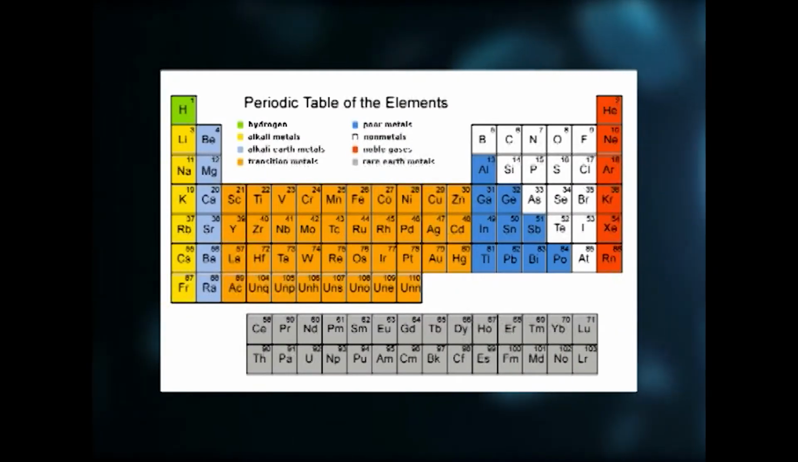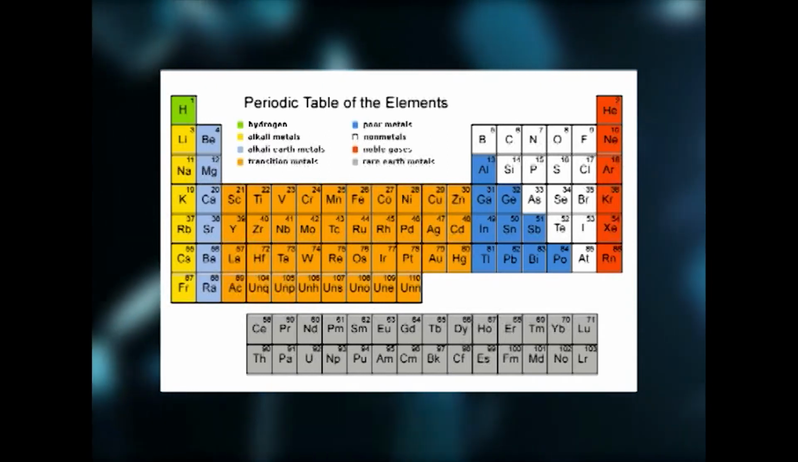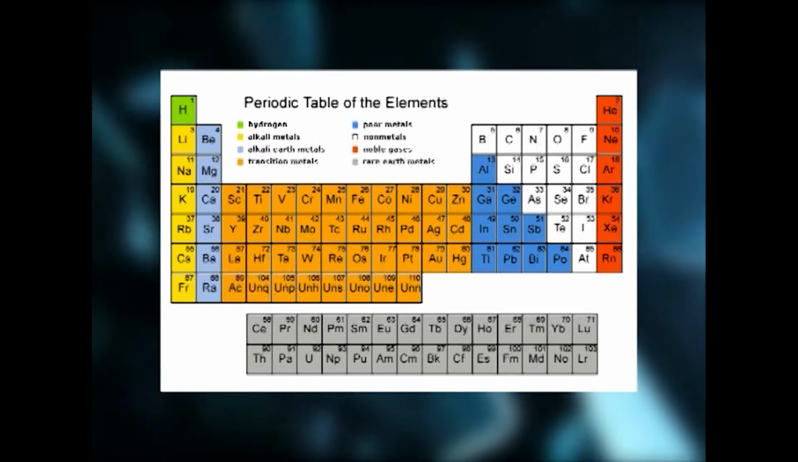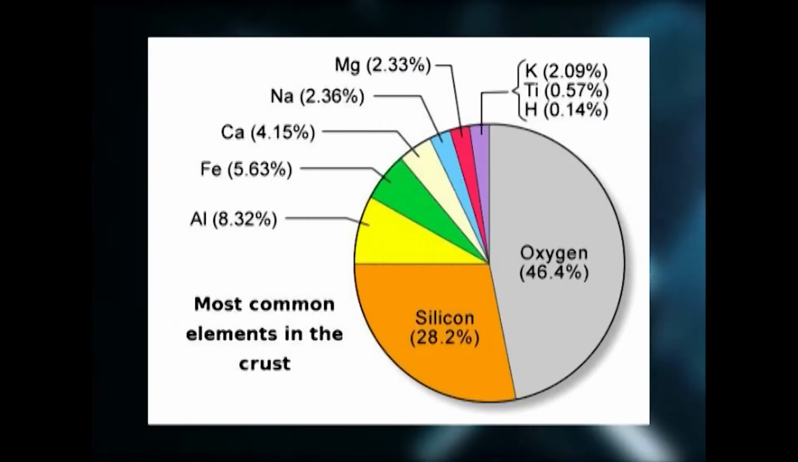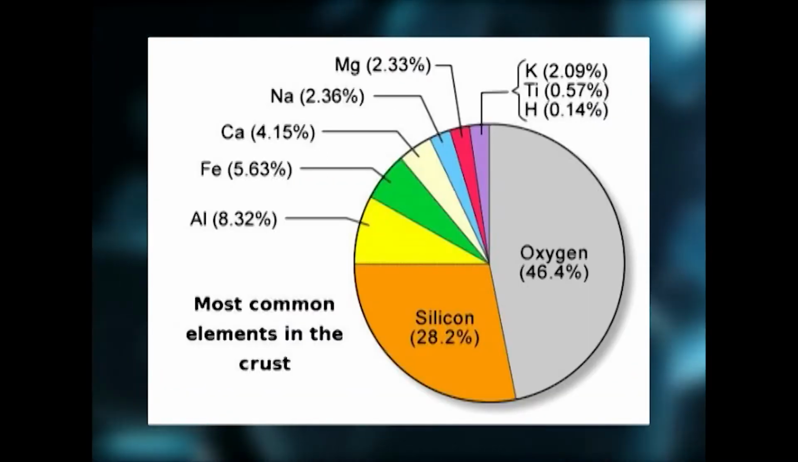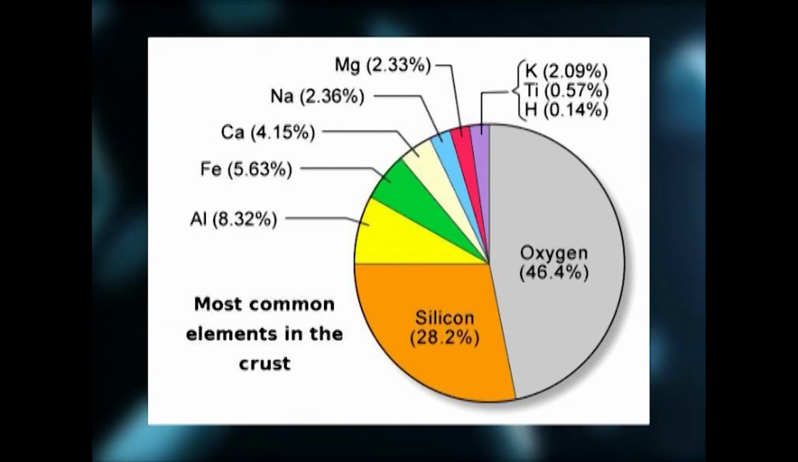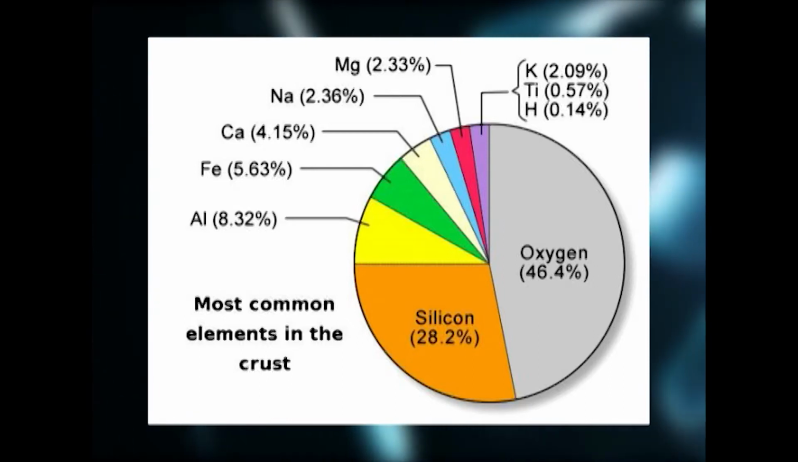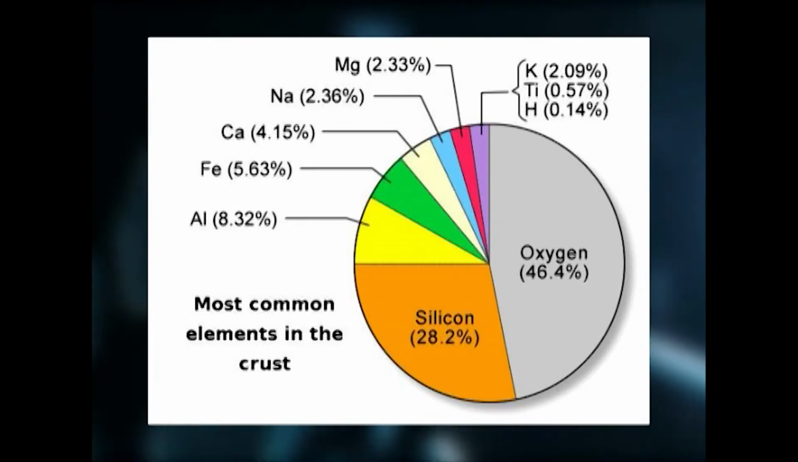There are currently 118 elements on the periodic table of elements, of which 98 are naturally occurring, but only 8 of them, oxygen, silicon, aluminum, iron, magnesium, calcium, sodium and potassium, make up 90% of the earth's crust, as seen in the PowerPoint. All of them have abundance more than 1%. We call them major elements. The rest are known as minor and trace elements.